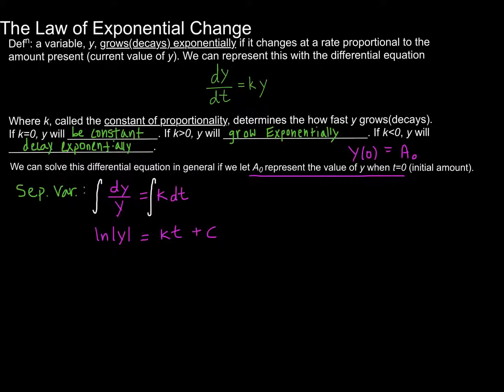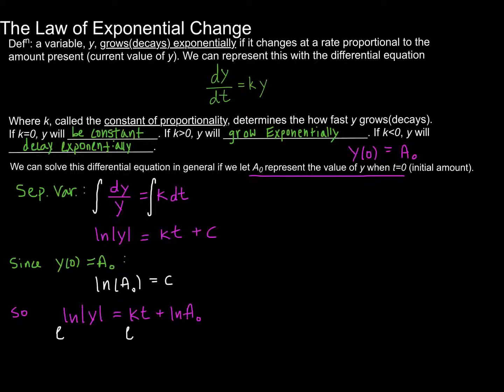At this point, we're going to use our initial condition to solve for c. Doing so leads us to c is equal to the natural log of a sub 0. Notice that I don't have absolute value signs here because I'm dealing with an amount of something, and so this situation would only make sense if a sub 0 is a positive value. I don't think you'd want to start out with a negative amount of a substance. All right, so at this point we can put c into our equation and solve for y. In order to do so, I'm going to take e and raise it to the power of both sides. That will allow me to isolate y.